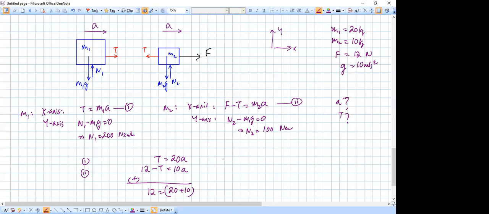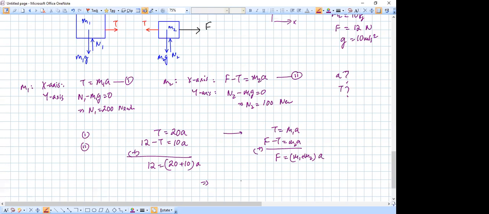Or if you solve this in parametric form, you would have got on adding that F is equal to M1 plus M2 times A. So the acceleration becomes F upon M1 plus M2, which is nothing but 12 upon 20 plus 10. So that is 0.4 meters per second square, because everything is in SI.